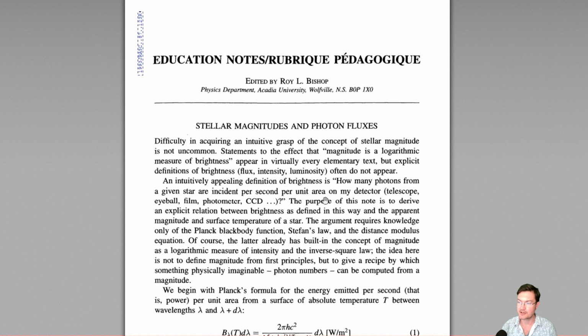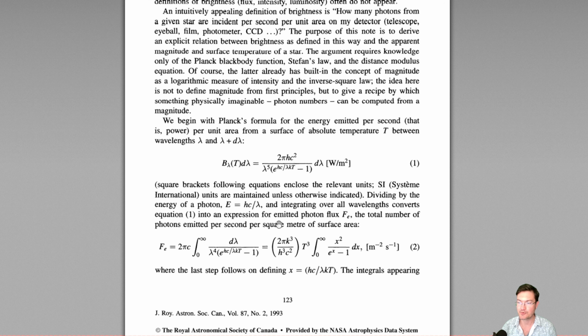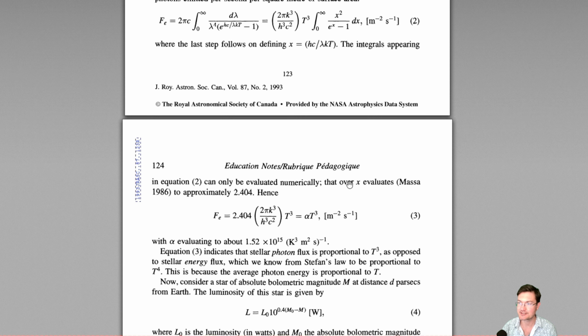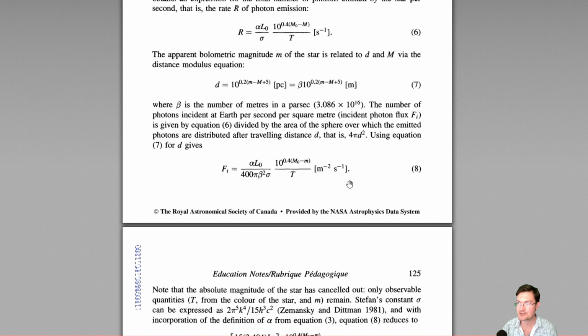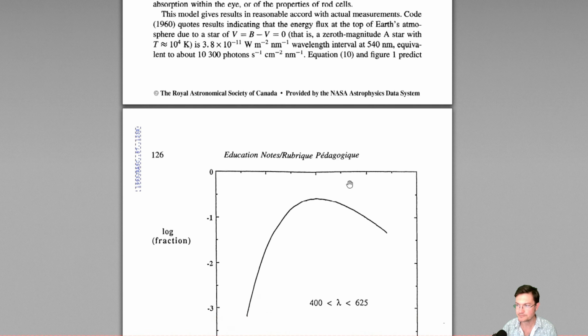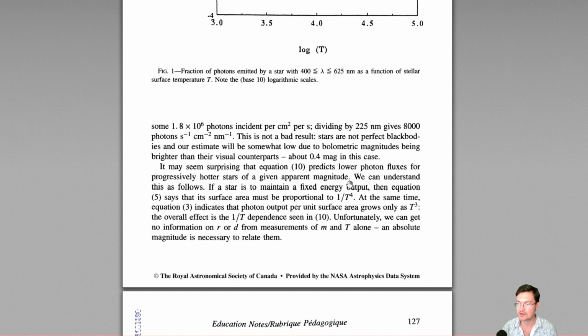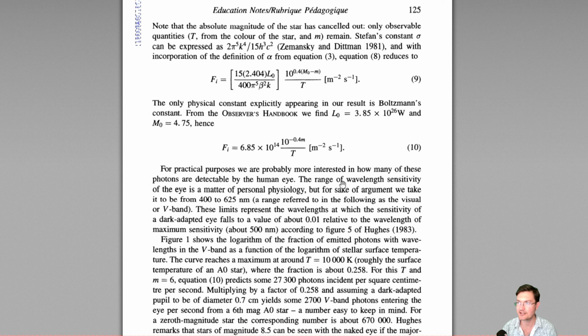The vast majority of the information that I acquired for making this video is from the education notes on stellar magnitudes and photon fluxes by Bishop, from the Royal Astronomical Society of Canada and provided through NASA's Astrophysics Data System. I retrieved it from the Harvard open source educational page. I'll have a link to this in the description below, but we're essentially going to work through this paper and then develop some real world scenarios from it. So let's go ahead and get into some real theory behind our telescopes.